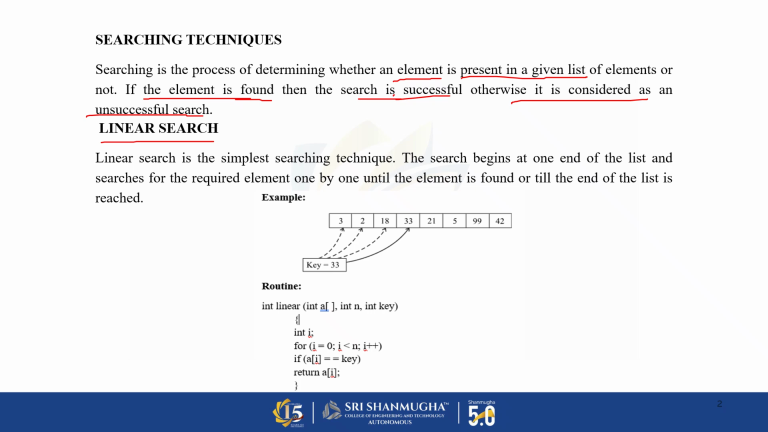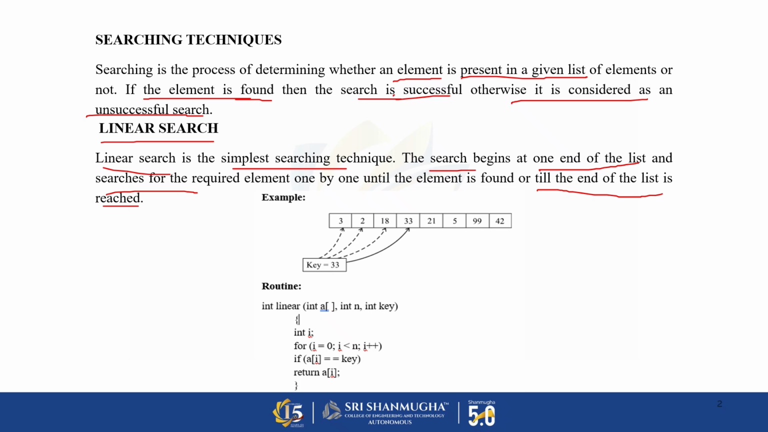First we follow linear search. The linear search is the simplest searching technique. The search begins at one end of the list and searches for the required element one by one until the element is found or till the end of the list is reached.